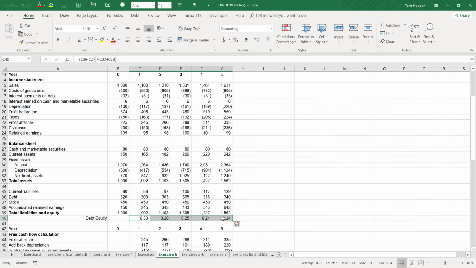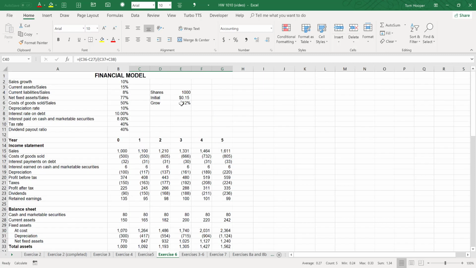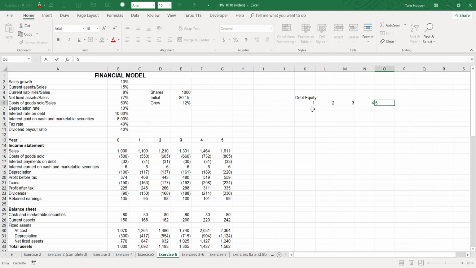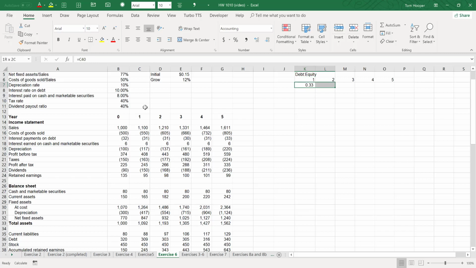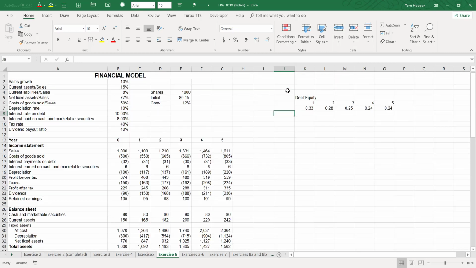We want to see how these numbers change with the growth rate. So let's say debt to equity in years 1, 2, 3, 4, and 5. Debt to equity in year 1 is 33%. Copy that to the right. So this is our input cell, or our output cell rather.